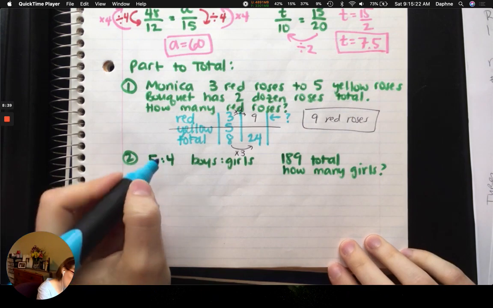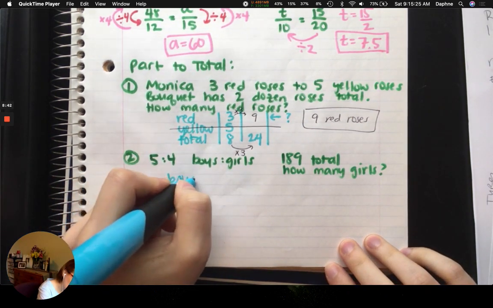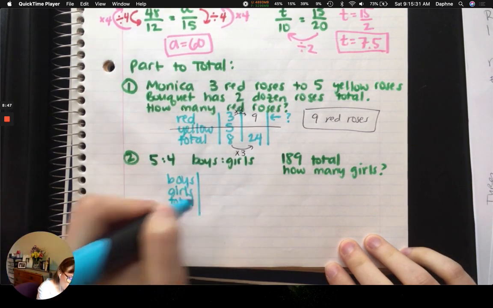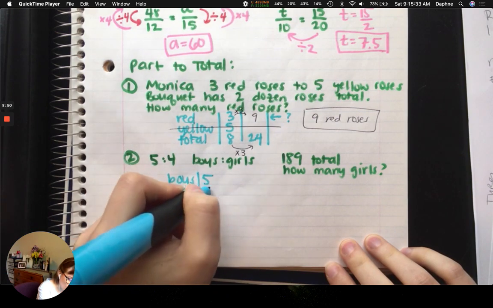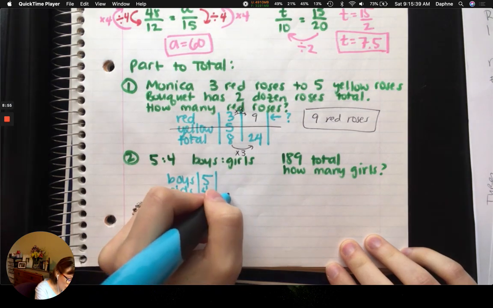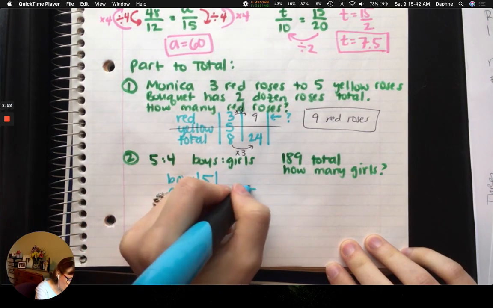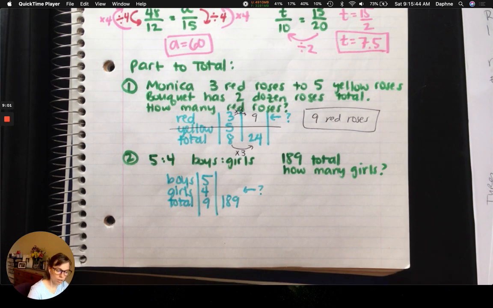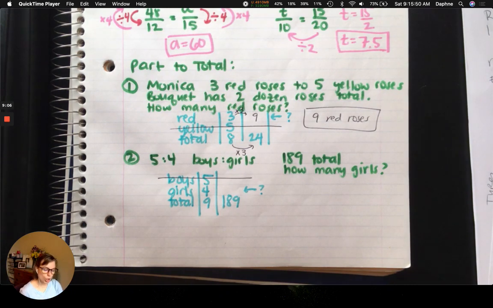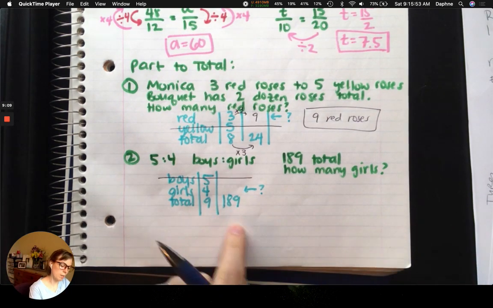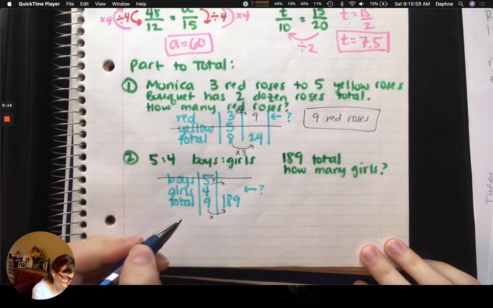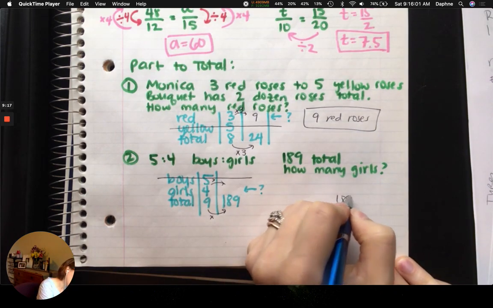So just like the one before, I'm going to have a boys row, a girls row, and a total row. Boys would be 5, girls is 4, and for the total, 5 plus 4 is 9, and we know it's 189 total. I want to know how many girls there are, and I don't care about the number of boys. Okay, so I need to figure out what I can multiply 9 by to get 189, and then do that same thing with the 4. So I'm going to do 189 divided by 9.